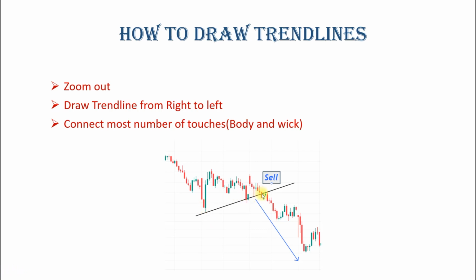Here we can see once the price touches the third touch, we get the trend line breakdown. Once the price breaks the trend line, below this red candle, we can look for the selling opportunity, and you see the fall. So this is how we have to enter into the trend line breakdown.